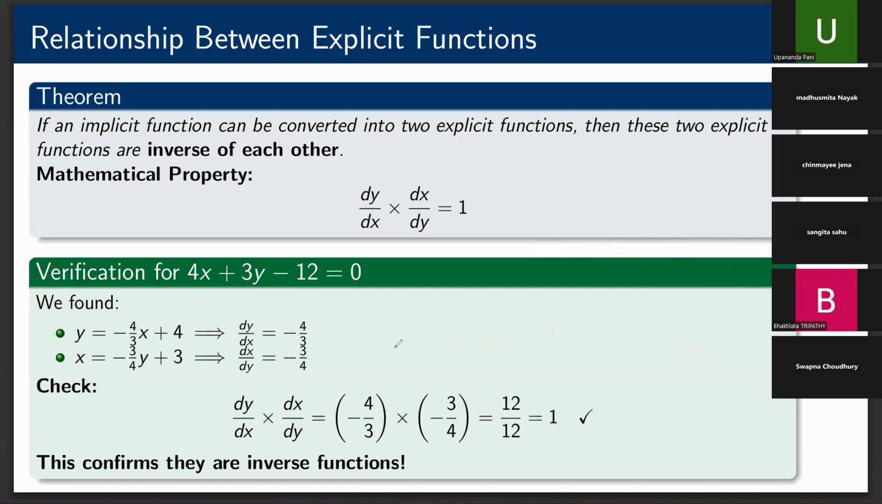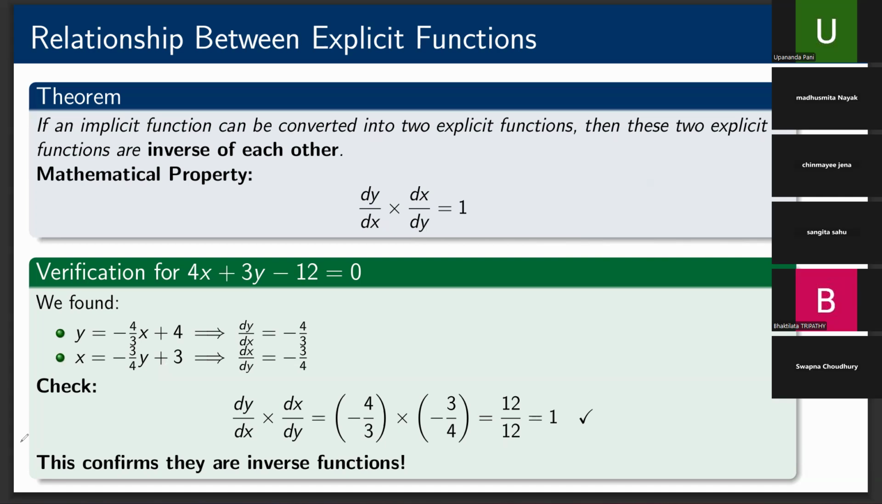Suppose we have to check this theorem. Given the function 4x plus 3y minus 12 equal to 0. You can find y as a dependent variable and its function, then take its derivative. So y becomes minus 4 by 3x plus 4. So the derivative dy upon dx will be minus 4 by 3.